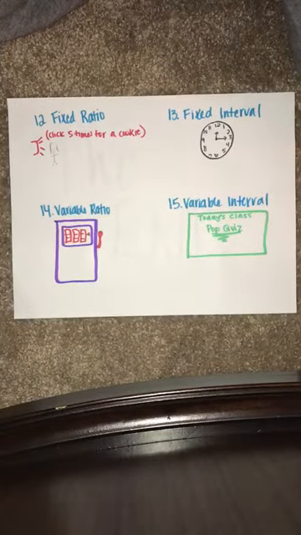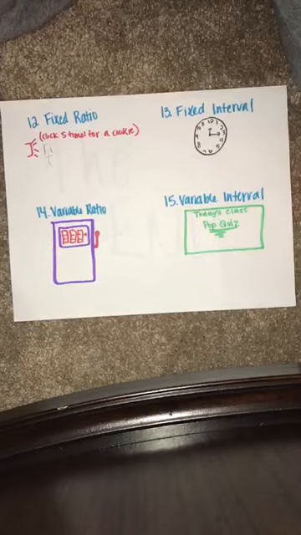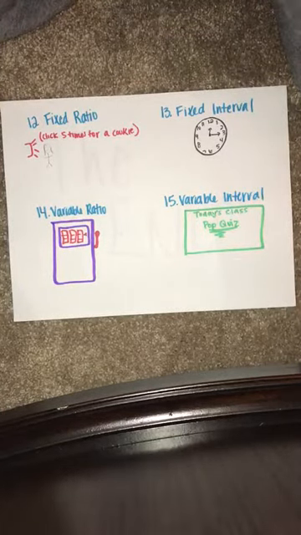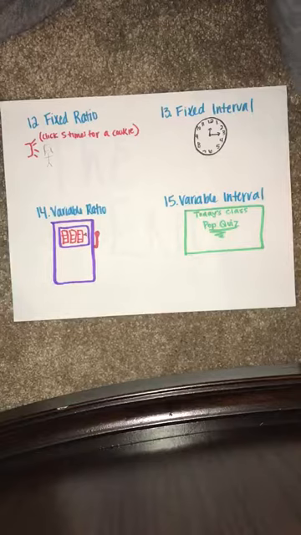A fixed ratio is a predictable number of responses. So if you click a button 5 times, you will get a cookie. A fixed interval is a predictable amount of time. Every 5 minutes you wait, you get a cookie.